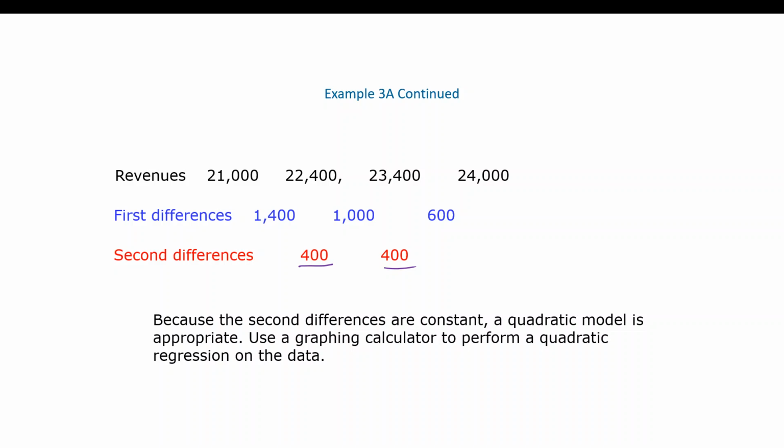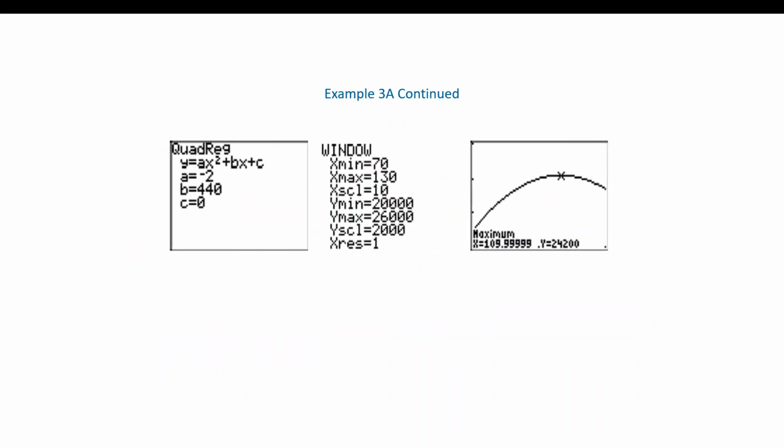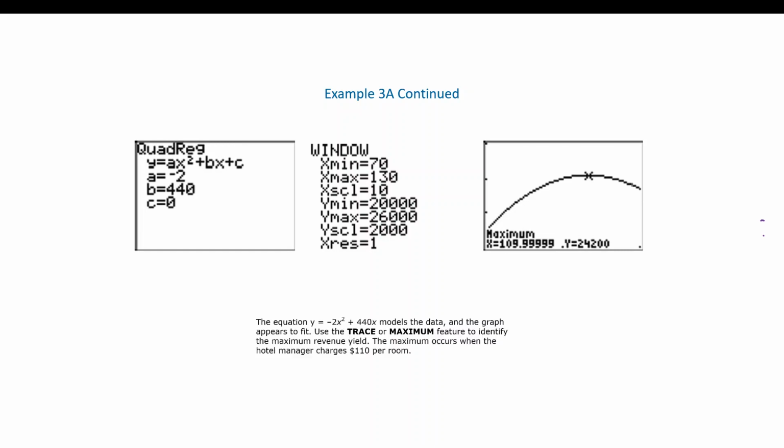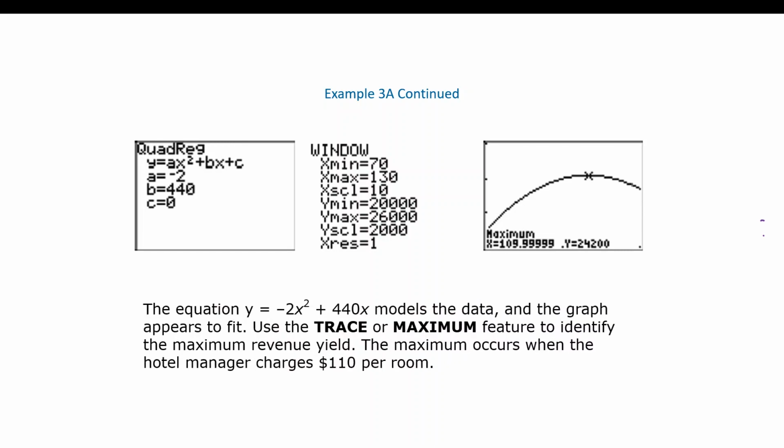So use a graphing calculator to perform a quadratic regression on the data. Once you put it in your calculator, you should see something like this. The equation negative 2x squared plus 440x models the data, and the graph appears to fit. Use the trace or maximum feature to identify the maximum revenue. The maximum occurs when the hotel manager charges $110 per room. So that's going to be our highest profit right there.